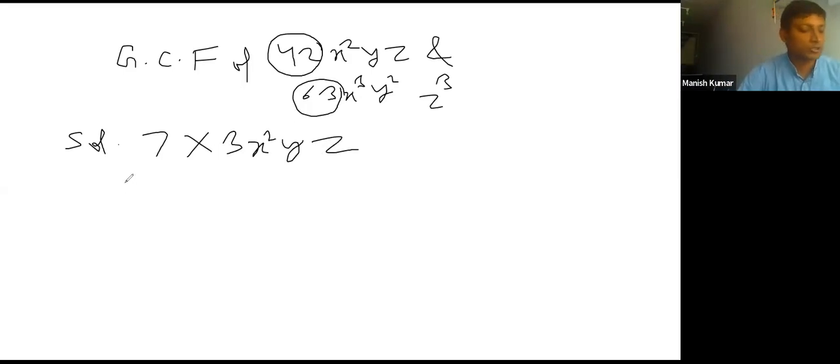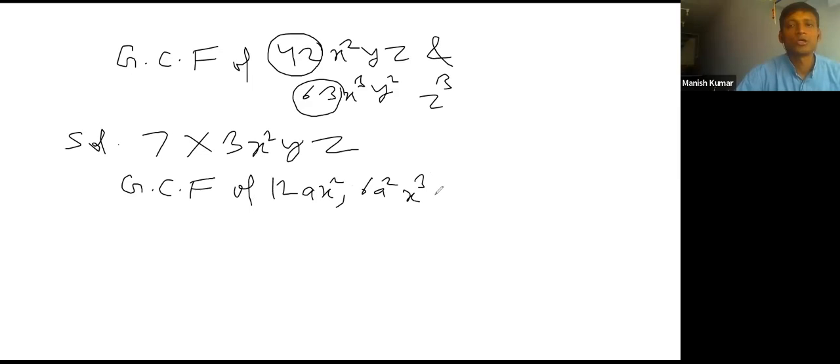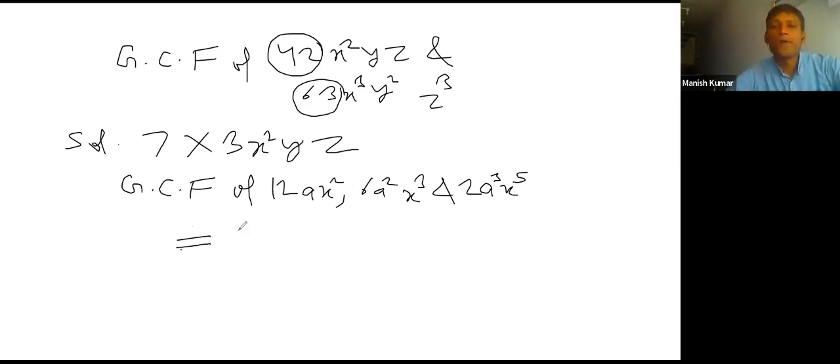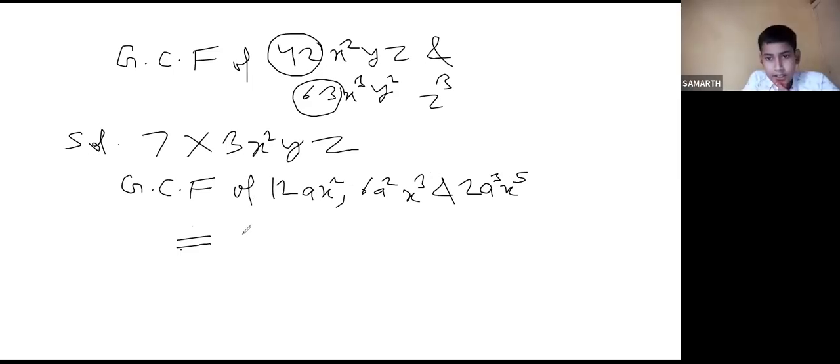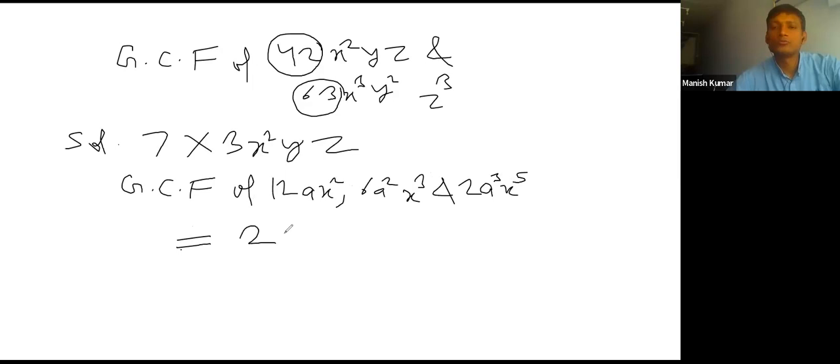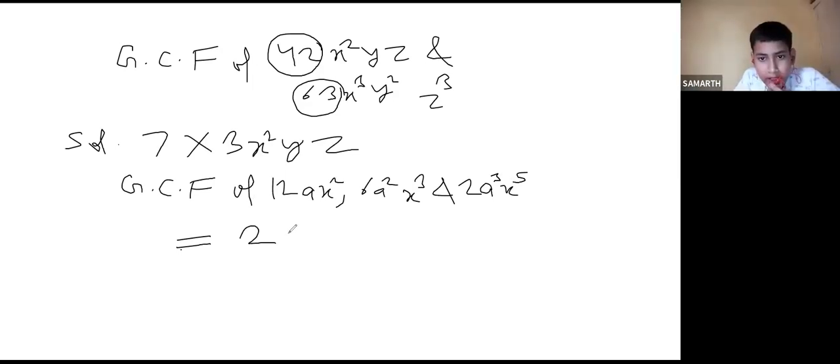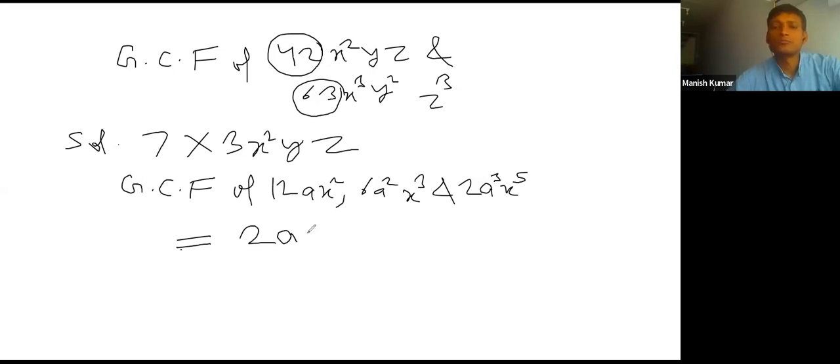Now, next for Samarth, you also have to say in the same way. GCF of 12ax square, 6a square x cube, and 2a cube x to the power 5. So first 2 is common. Yes, good. Then a, and x square. Yes, good.